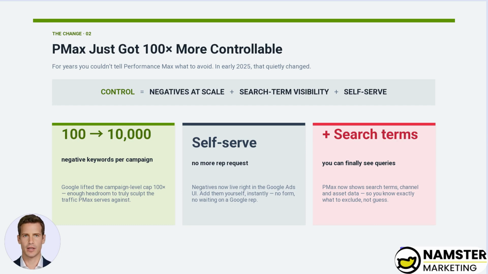Furthermore, search term visibility has improved significantly. PMax now displays search terms, channel data, and asset performance, allowing us to make decisions based on actual queries rather than educated guesses. This transparency is the foundation of our new control formula.